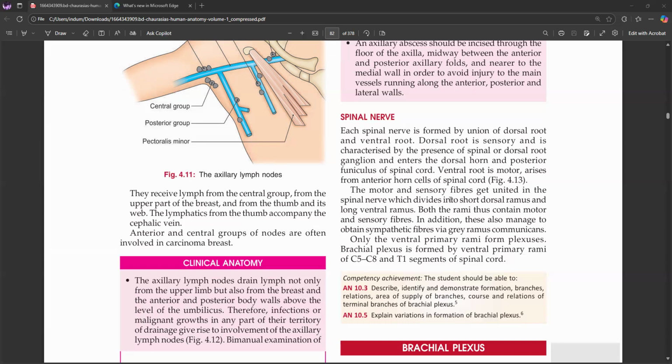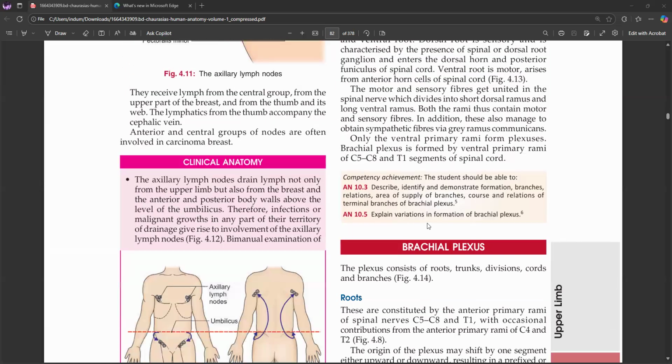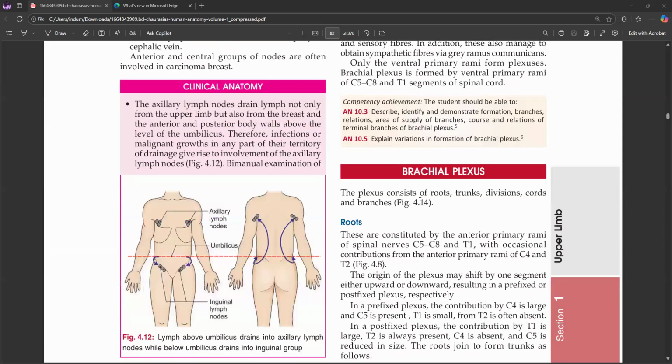Figure 4.13. The motor and sensory fibers get united in the spinal nerve, which divides into short dorsal ramus and long ventral ramus. Both the rami thus contain motor and sensory fibers. In addition, these also obtain sympathetic fibers via gray rami communicantes. Only the ventral primary rami form plexus. Brachial plexus is formed by ventral primary rami of C5 to C8 and T1 segments of spinal cord.